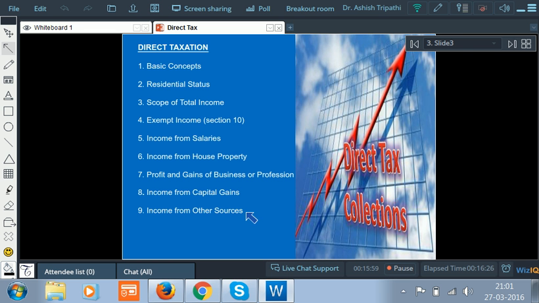And interest on fixed deposit. So in the same financial year you will be able to earn all the sources of income.